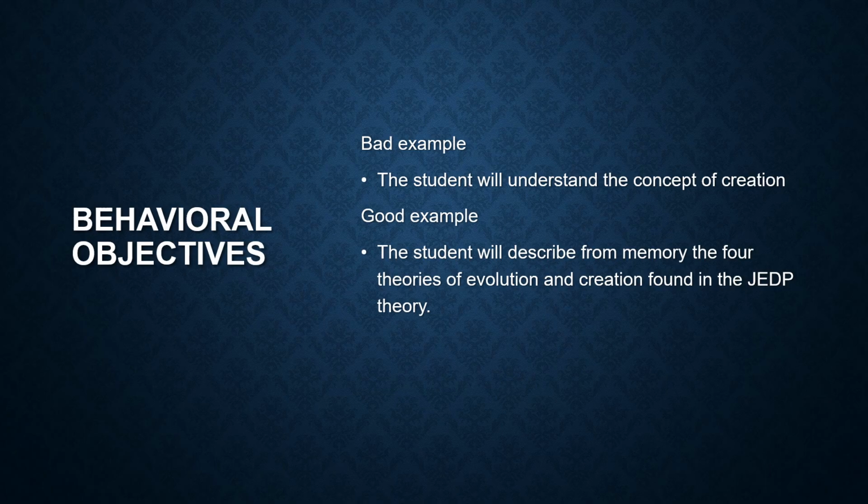A good example is the second. In the performance section, we have an action verb, describe. Although we might be more specific as to how they might describe. Is it written or verbal, interpretive dance? The conditions here are from memory, and the criteria here is the theories of evolution and creation found in the JEDP theory.